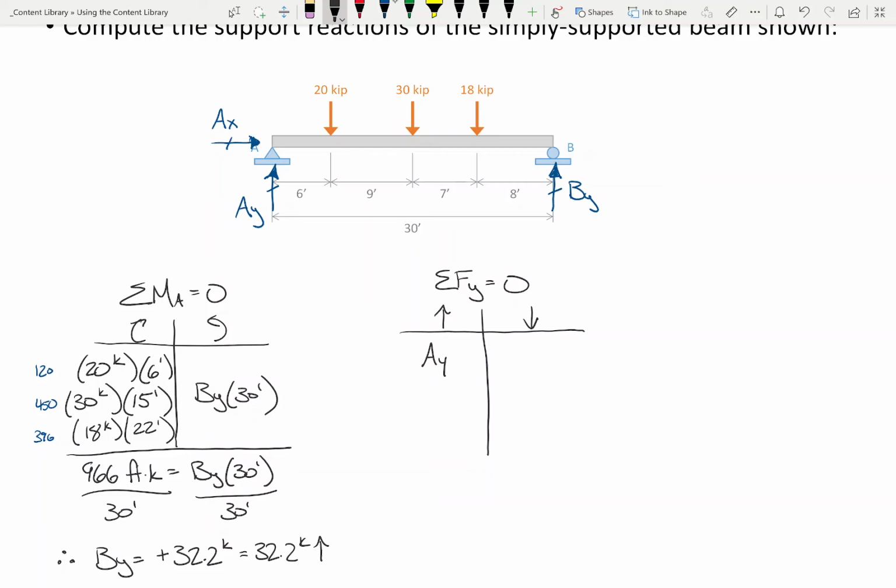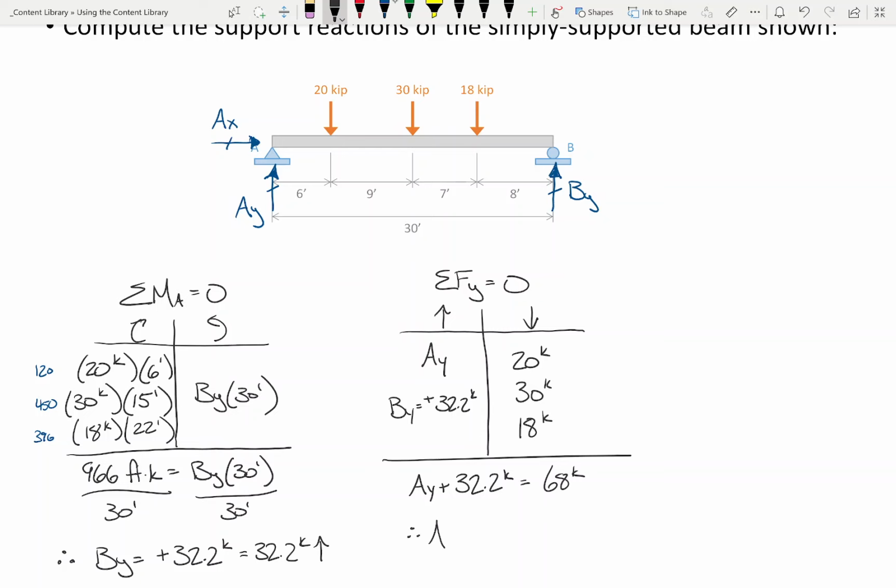Do I need to multiply them by a distance? No, because I am summing forces. I am not summing moments. Okay? And what am I forgetting? I've got AY, the forces. What am I forgetting? BY. But I know what BY is. So what I'm going to do is write BY is positive 32.2 kips. And everybody can read the handwriting? It comes through clear? So what I'll say then is AY plus 32.2 kips. Again, this is all a summation, so we're just summing everything. All right, so 20 plus 30 is 50. 50 plus 18 is 68. All right, so this is 68 kips.